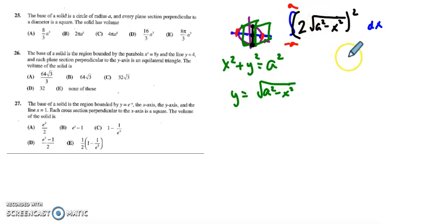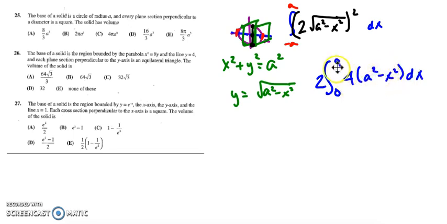So to make my life easier, I'm actually going to use symmetry, and I'm going to double the integral from 0 to a. And then when I multiply out the square root, I end up here with 4 times a squared minus x squared dx. And I'm going to pull out the 4. Again, I'm trying to simplify my life. So I have 8 times the integral from 0 to a of a squared minus x squared dx.